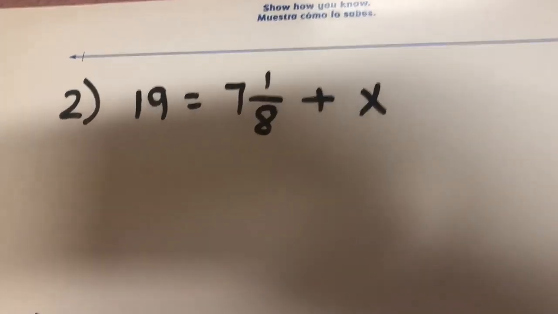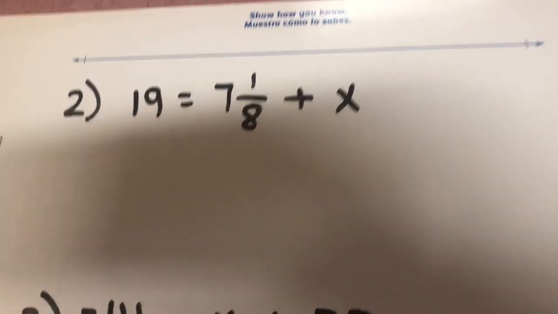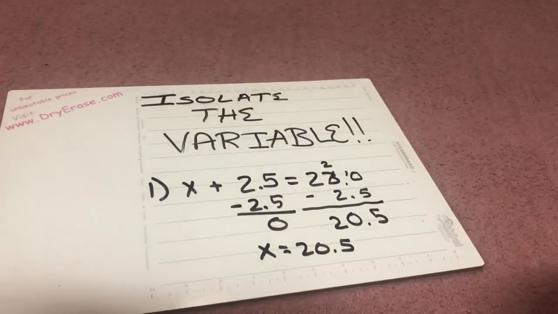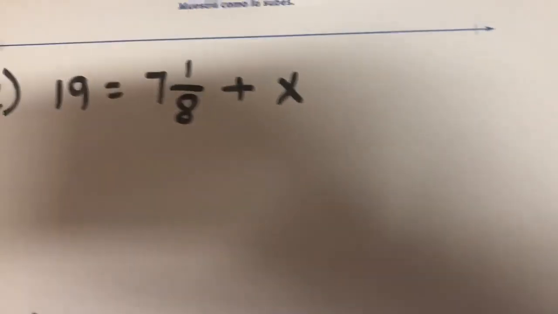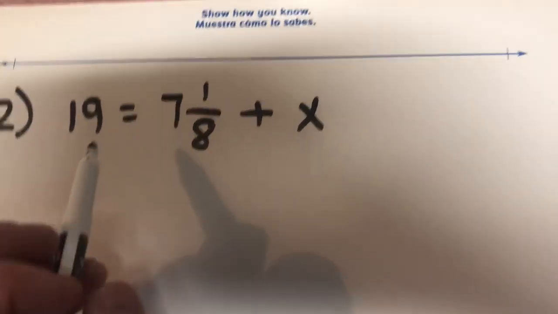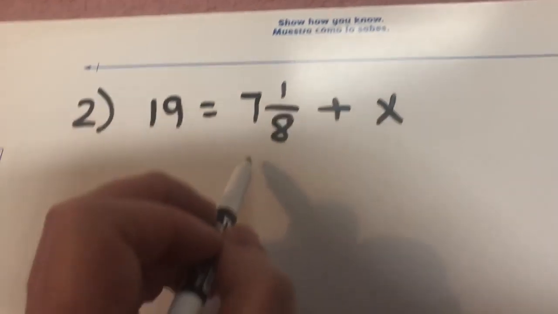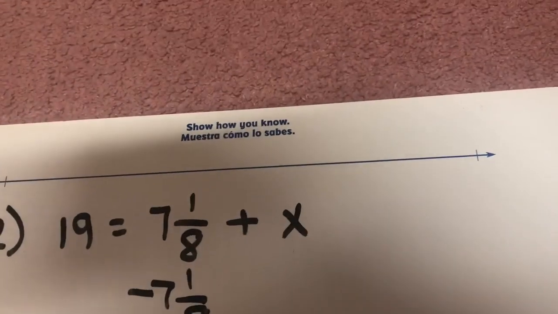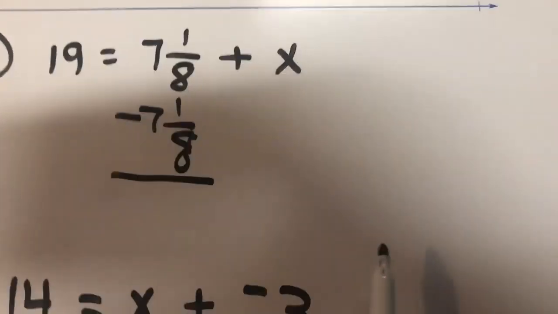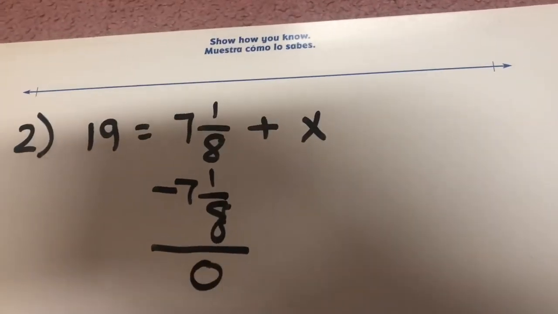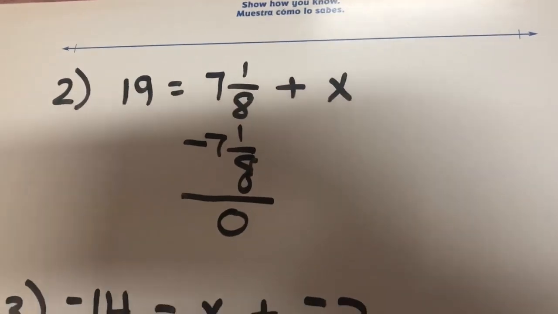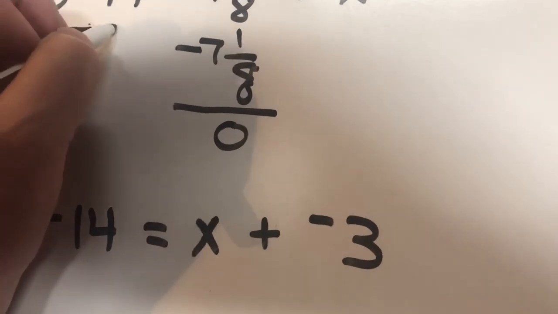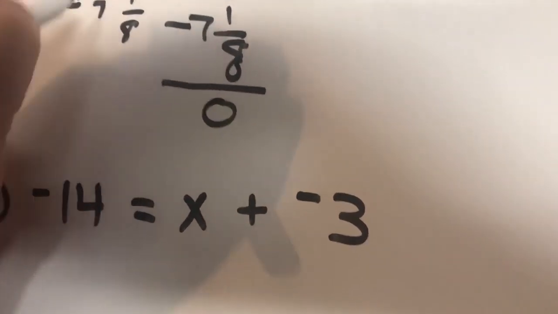So I go here to example 2. 19 equals 7 1/8 plus x. Once again, it's about isolating the variable. So here I want to get x by itself. So what I'm going to do is subtract 7 1/8. 7 1/8 minus 7 1/8 is nothing. So whatever I do to one side of the equation, I have to do to the other side of the equation. So I'm going to come over here and subtract 7 1/8.